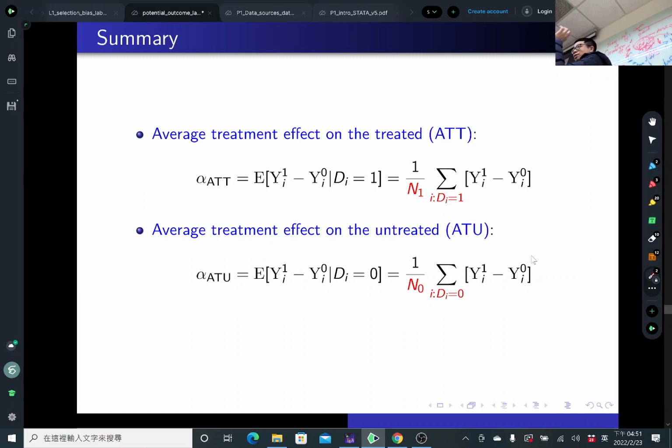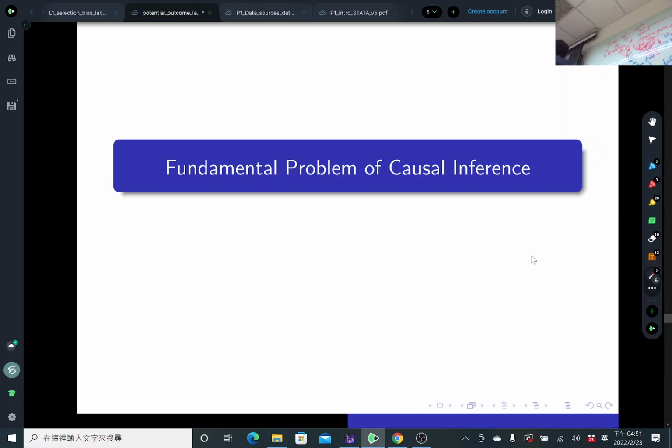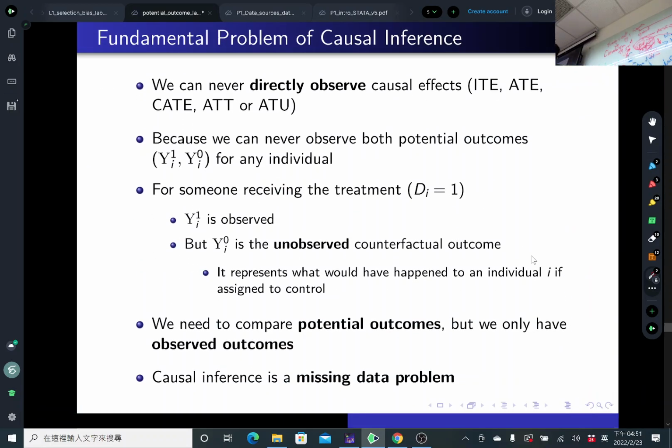We might want to use different causal inference methods to try to estimate and identify these. And I think so far you should deeply understand the fundamental problem of causal inference. What we are trying to deal with using causal inference is the missing data problem, because we can never directly observe the causal effect. If we do not use any methods, there's no way to observe the ATE, CATE, ATT, ATU, the things we just discussed, because we can never observe the counterfactuals. We never observe the two potential outcomes for each individual at the same time.